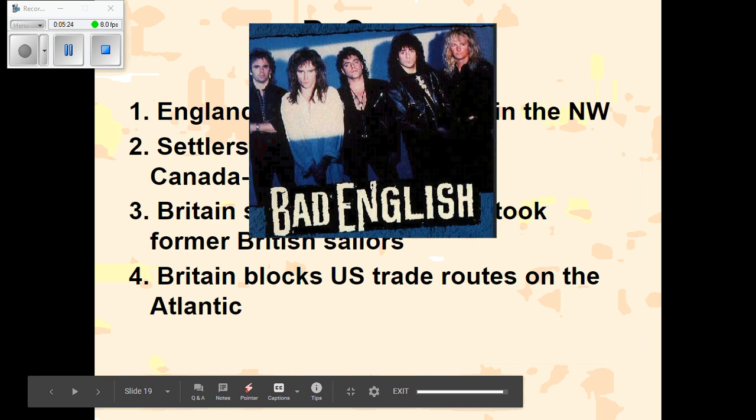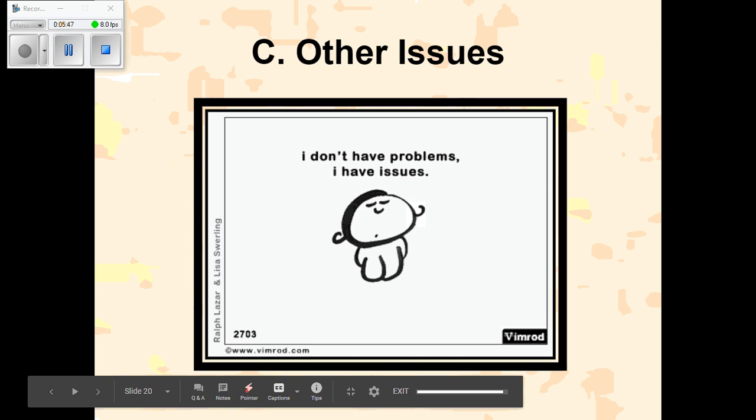And then the fourth reason for this is they were being bad English themselves: they blocked the U.S. trade routes on the Atlantic. So you've got problems really on all sides. Out west, you've got the Native Americans. To the north, you've got the British in Canada. And to your east on the Atlantic, you've got the British there again, blockading those trade routes. So those are other issues that we had at the time period.